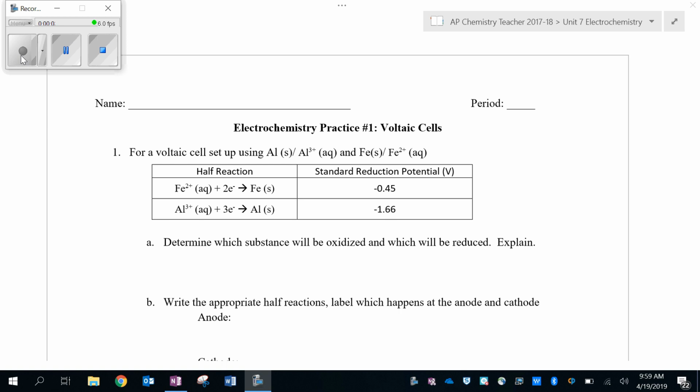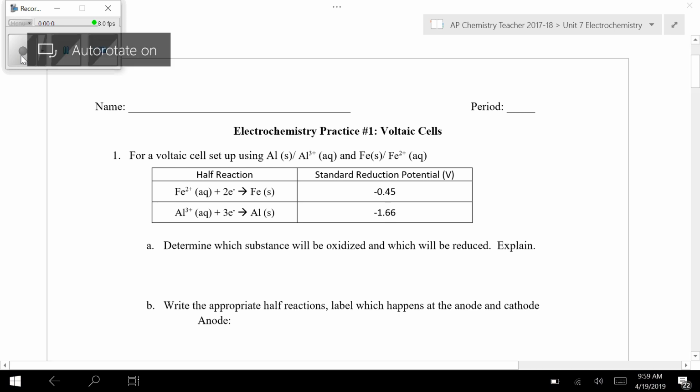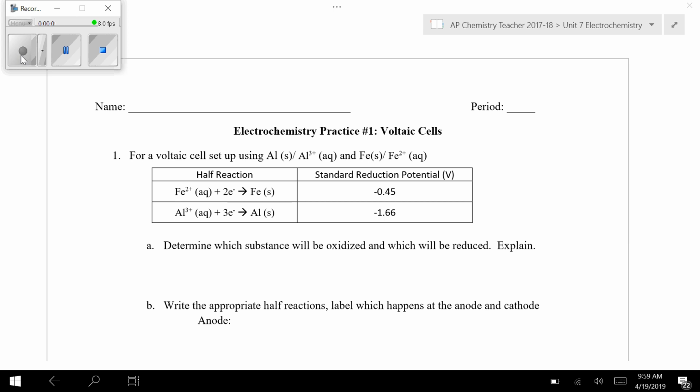Right, welcome. We're going to be looking at some practice problems with voltaic cells. This is electrochemistry, and we're going to look at how to figure out which elements are being oxidized or reduced in a voltaic cell and how to figure out the reduction potential. Okay, so we're looking at the first two practice problems here.